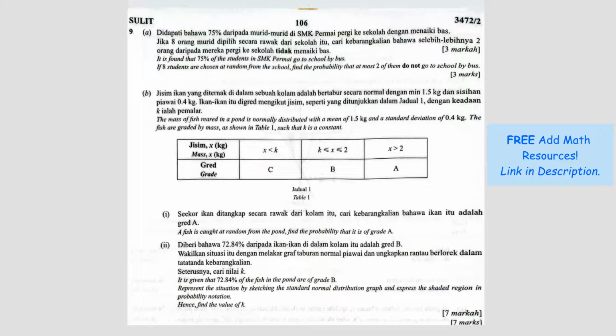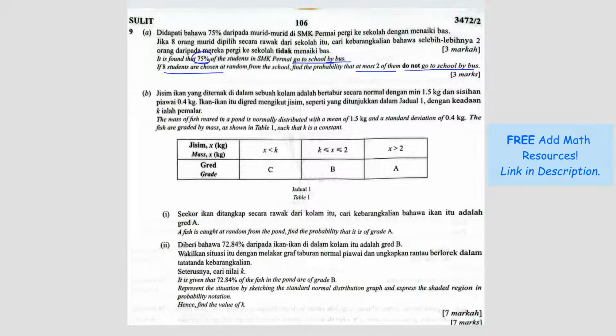Question number 9. It is found that 75% of students in SMK Permai go to school by bus. If 8 students are chosen at random, find the probability that at most 2 of them do not go to school by bus. So we are looking for students who do not go to school by bus. So we cannot use 75% because 75% is people who go to school by bus. Okay, so this is a binomial.